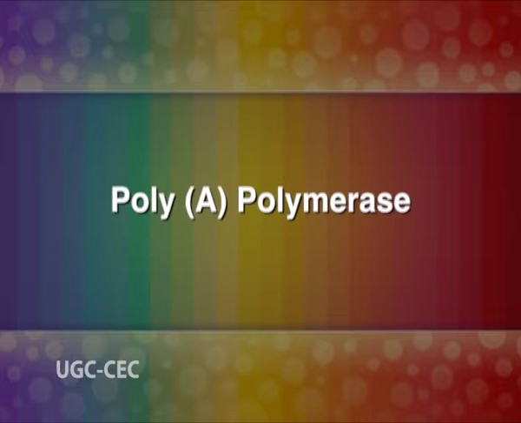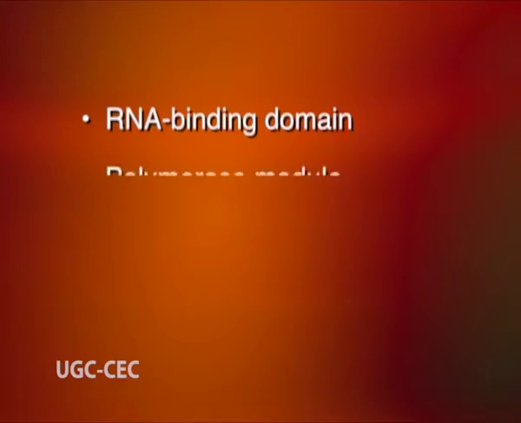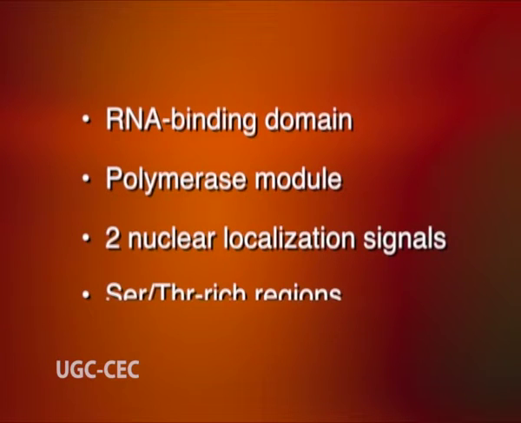Poly-A polymerase. Poly-A is synthesized by a nuclear enzyme, poly-A polymerase. The structure of the enzyme predicted from the longest sequence includes an RNA binding domain, a polymerase module, 2 nuclear localization signals, and serine threonine rich regions. This is dispensable for in vitro activity. With the help of 2 magnesium ions, it binds to the messenger RNA and adds adenosine nucleotides one at a time to the end of the strand.